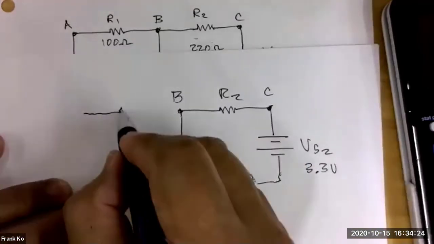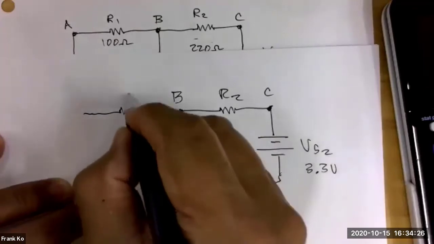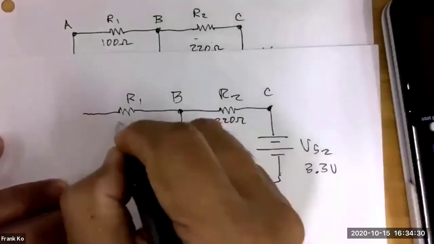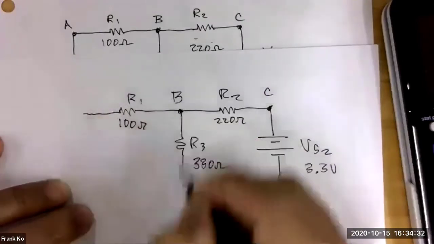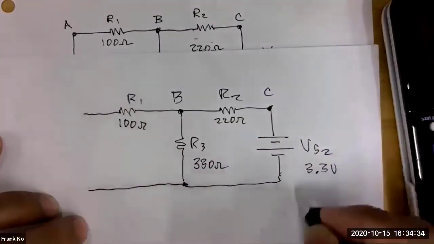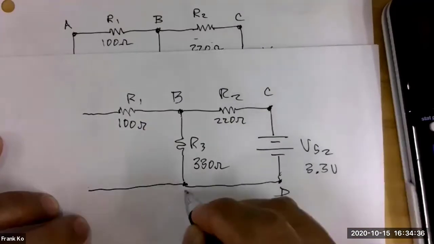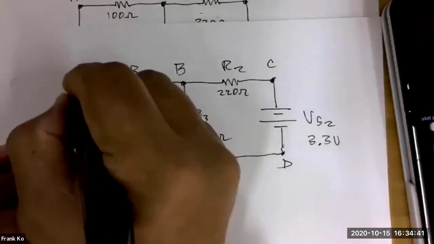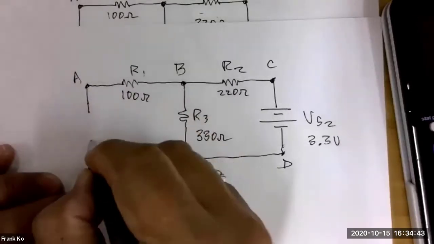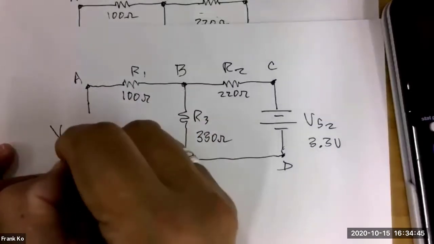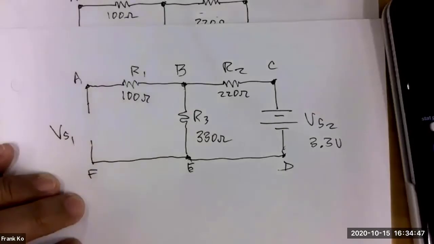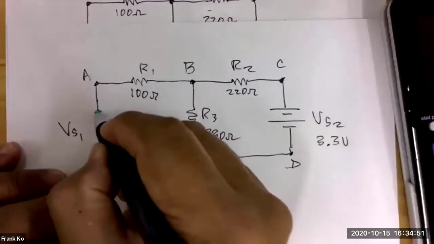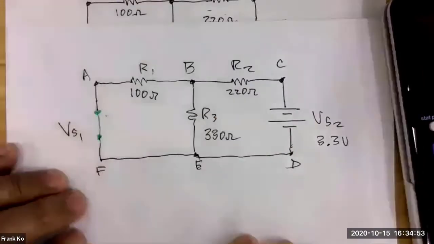And put in my first resistor, R1. And this is 220 ohms. This is 100 ohms. And point D, E, F, A, and VS1 is going to be replaced with a short. So I'm going to draw in a short. Boom, there we are.